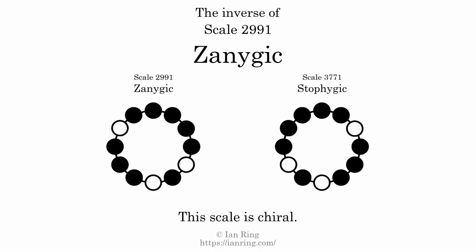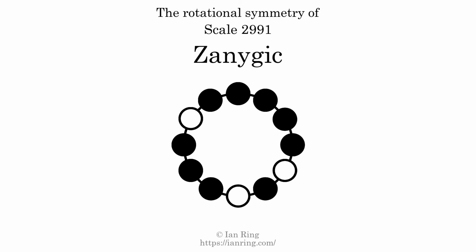The inverse of a scale is a mirror image. It is what you get when the sequence of intervals is reversed. The inverse of this scale is scale 3771, also known as Zanygic. This scale is chiral. It cannot transform into its inverse by rotational transformation. This scale has no rotational symmetry.